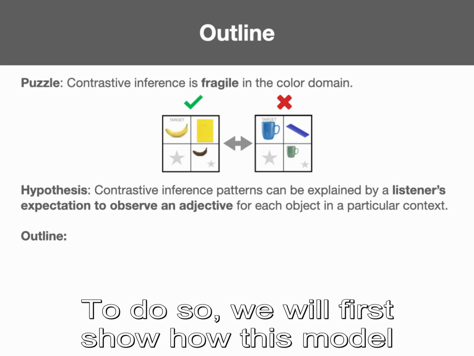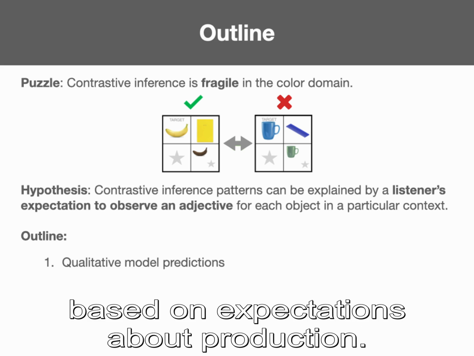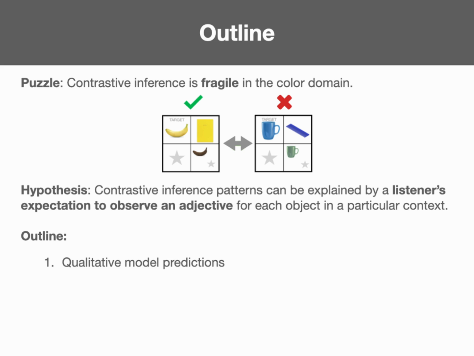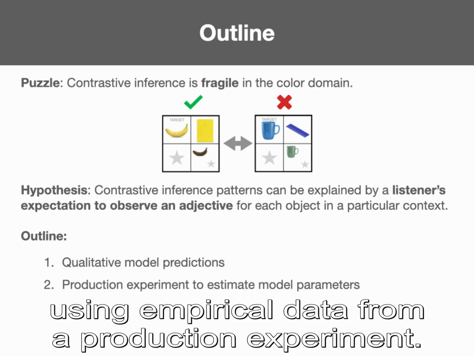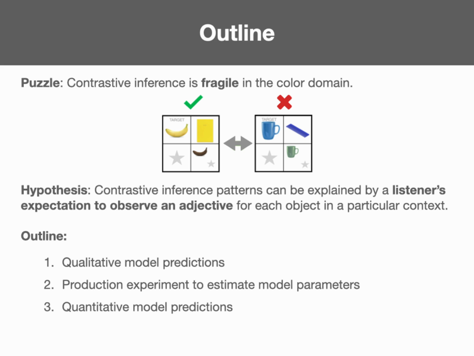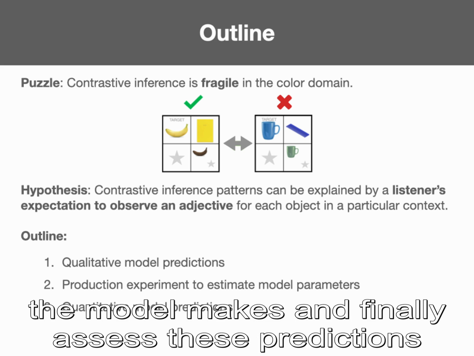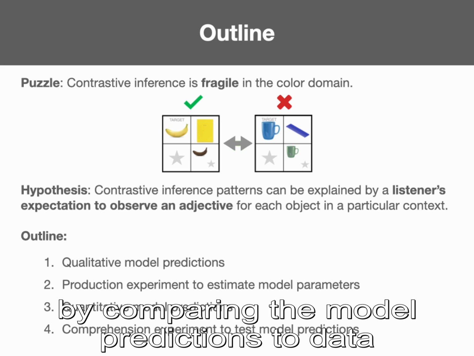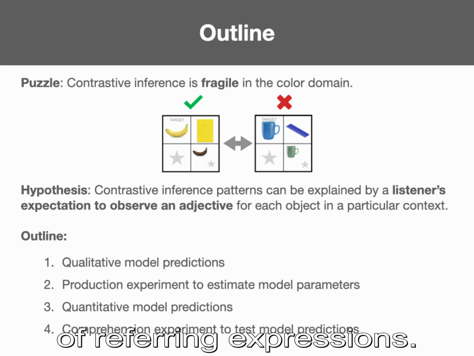To do so, we will first show how this model makes predictions about contrastive inference based on expectations about production. We will then estimate parameters of this model using empirical data from a production experiment. We will discuss the quantitative predictions the model makes, and finally assess these predictions by comparing the model predictions to data from an experiment probing incremental interpretations of referring expressions.